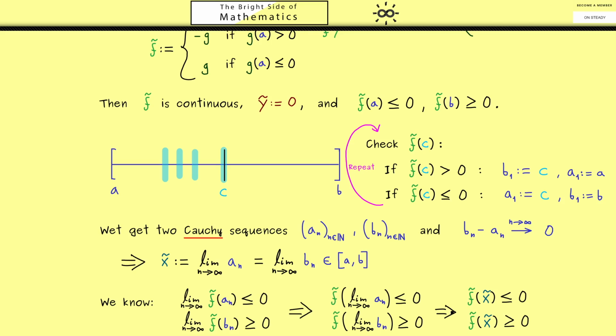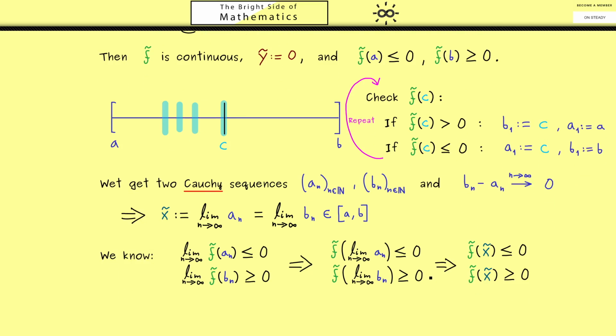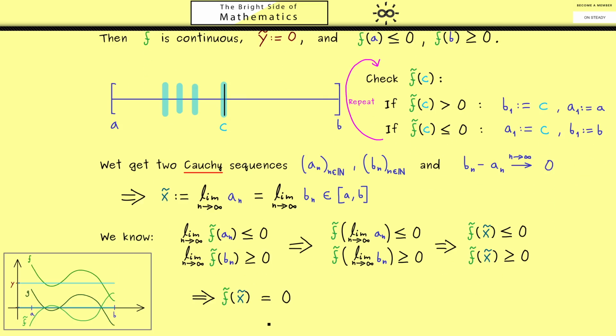So what we get out is a number f tilde of x tilde, which is less or equal than 0 and greater or equal than 0. Hence the only possibility is that this number is exactly 0. And there you see, indeed we have solved the problem for our function f tilde.